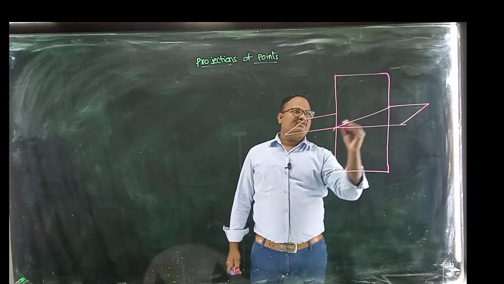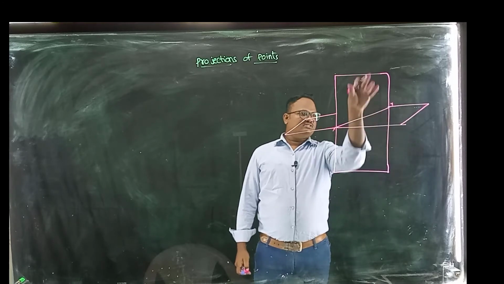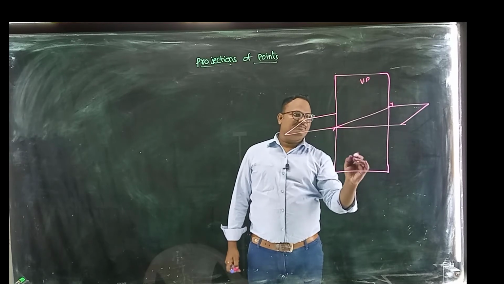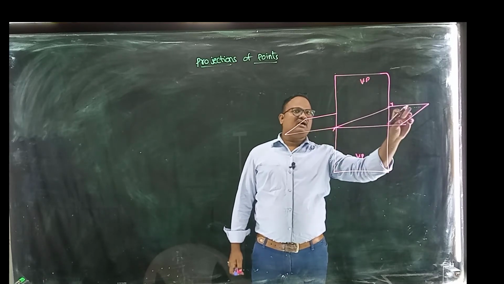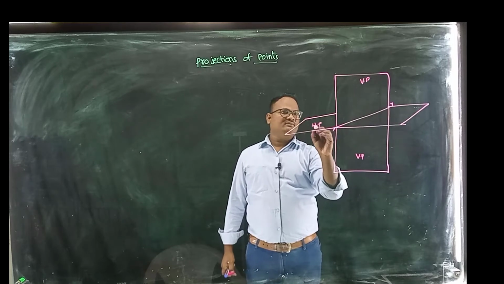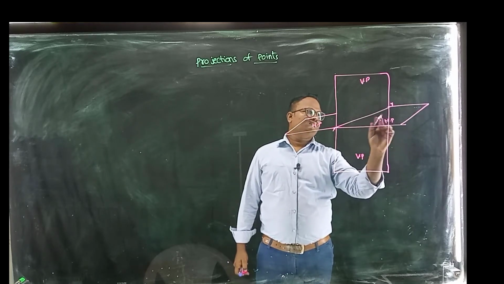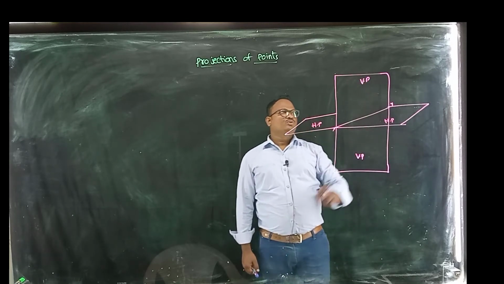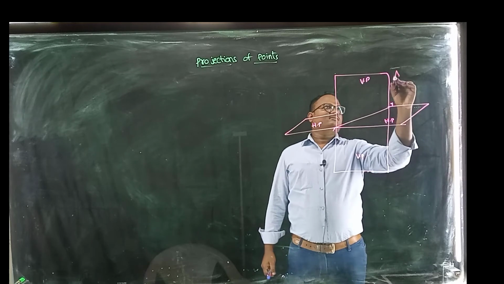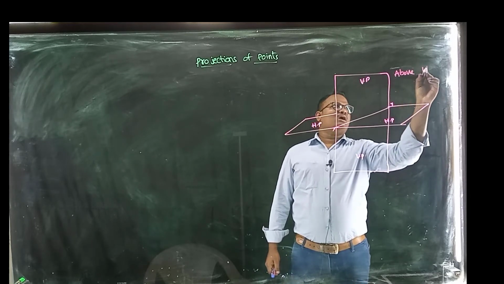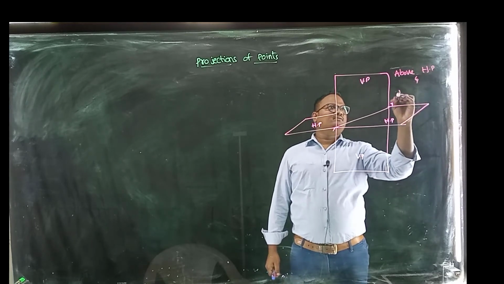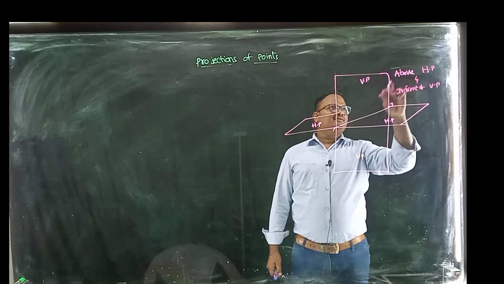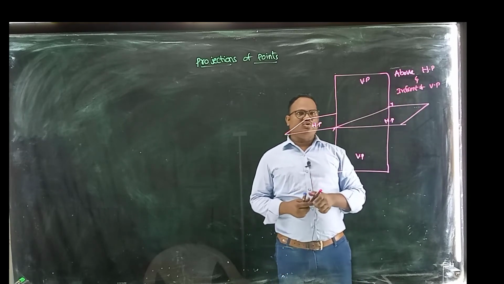This is a reference line, the XY line. This is the vertical plane, VP. This is the horizontal plane, HP. The space above the horizontal plane and in front of the vertical plane is nothing but the first quadrant.